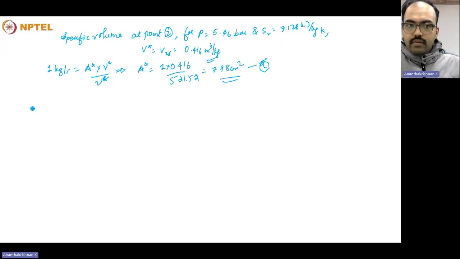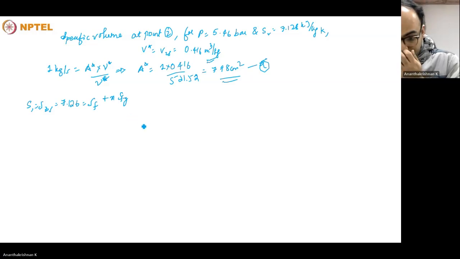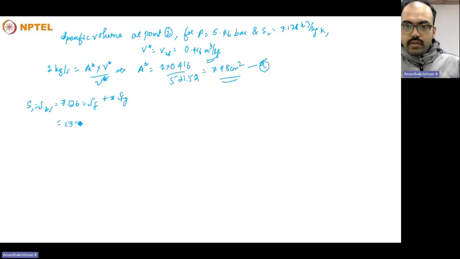Now we'll move to the second part. We know S1 is equal to S3S. So that is equal to 7.126, SF plus X SFG, which is 1.3 plus X3S times 6.05. Therefore, X3S is equal to 0.962. That is the dryness fraction at the point 3.